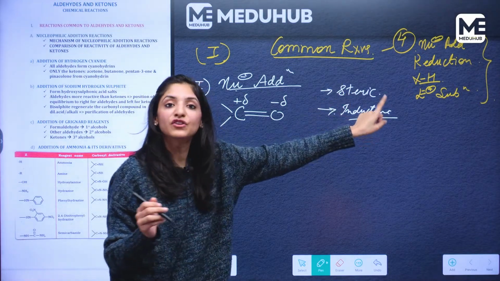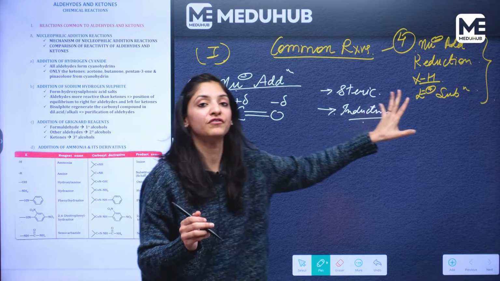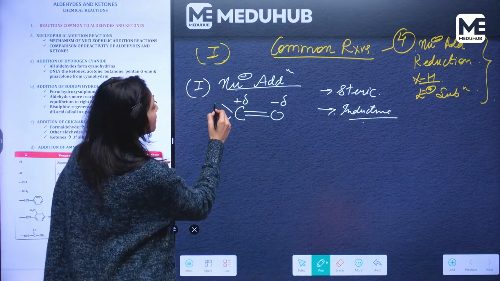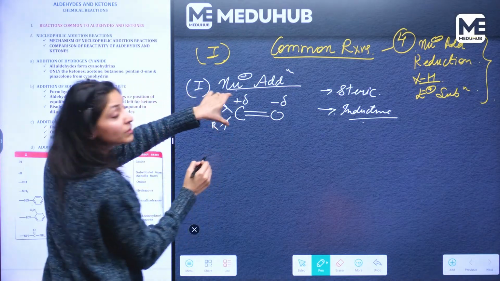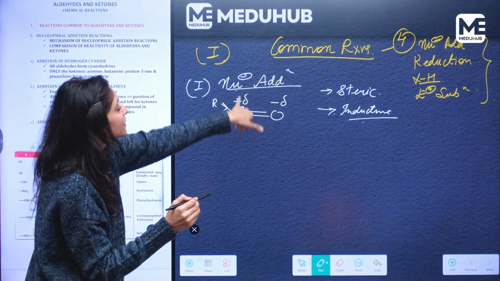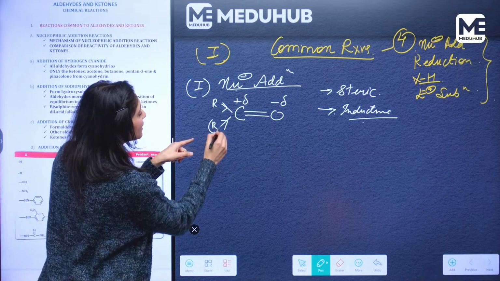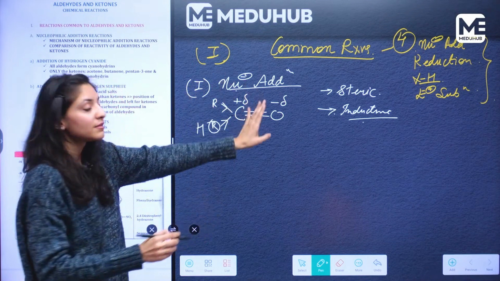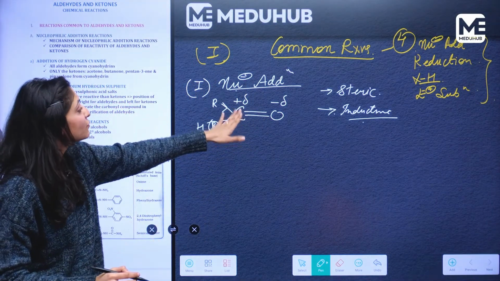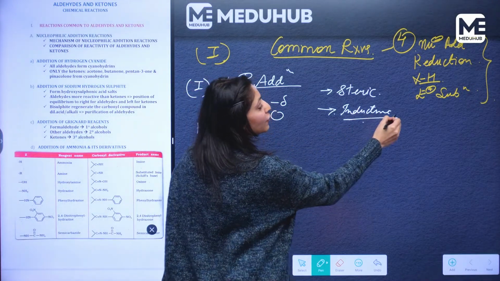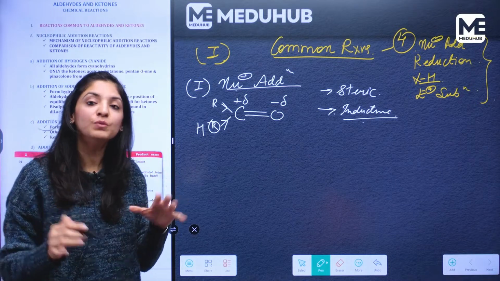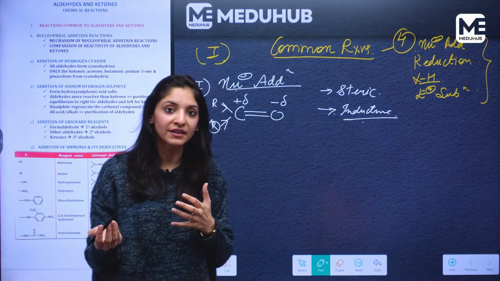Other one is the electronic reason or the inductive effect. So here, if there are two R groups, the plus I effect of both the R groups will reduce the electrophilicity of this carbon. If one of this R group is a hydrogen, the electrophilicity would be reduced to a less level. That is why, due to the inductive effect of the R groups, aldehydes are more reactive than ketones.